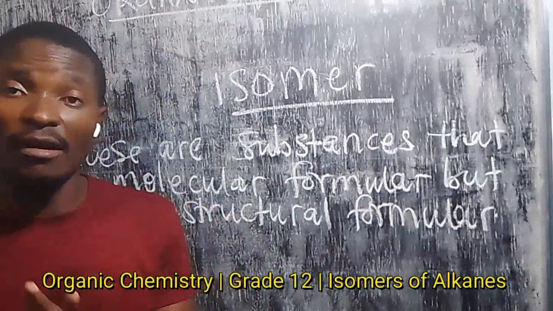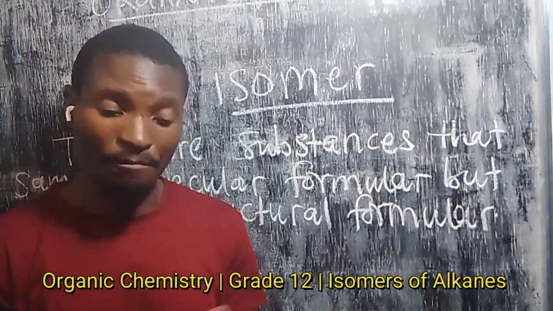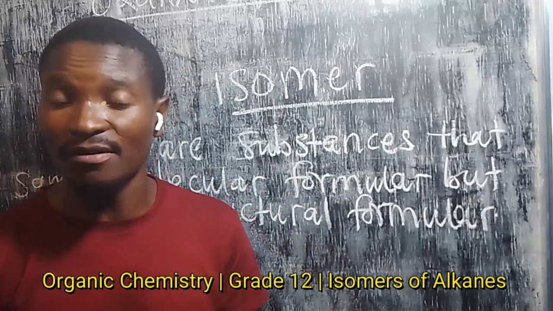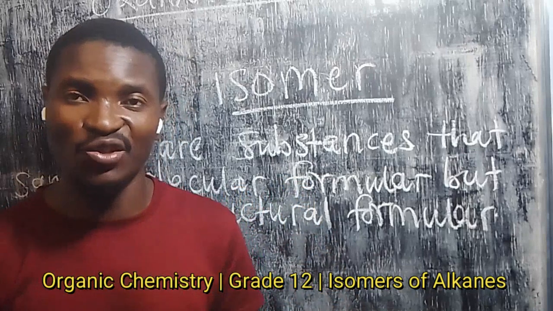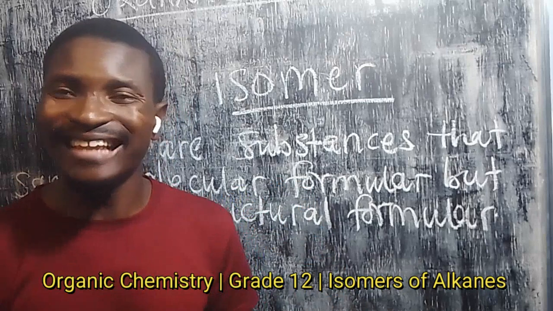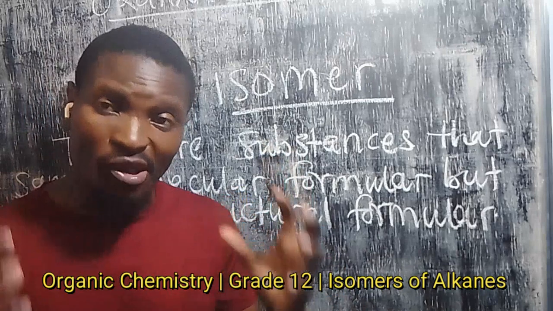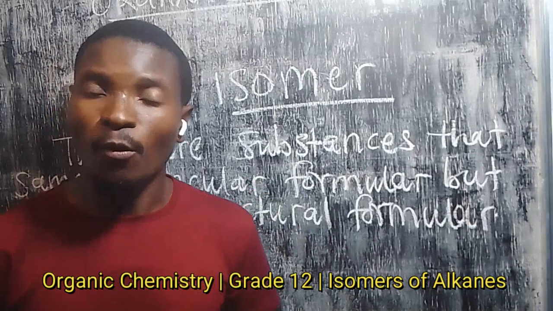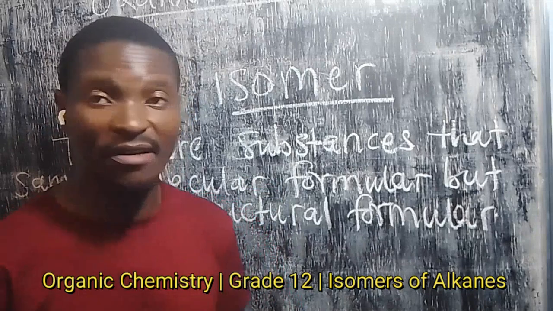Okay, so now isomers are substances or compounds, more especially in organic chemistry. Isomers are substances that have the same molecular formula but different structural formula. So now, what does that mean? Okay, so I'll give an example.